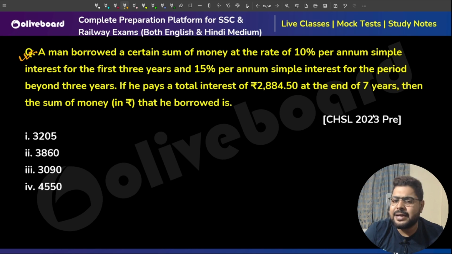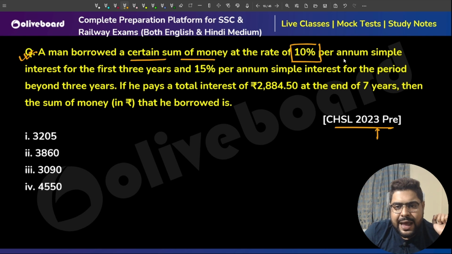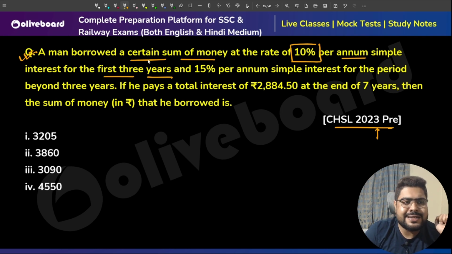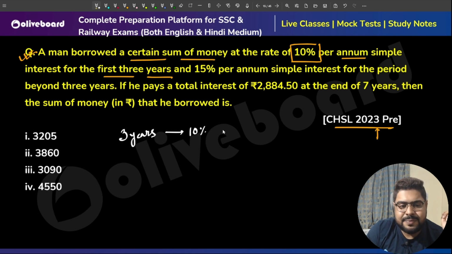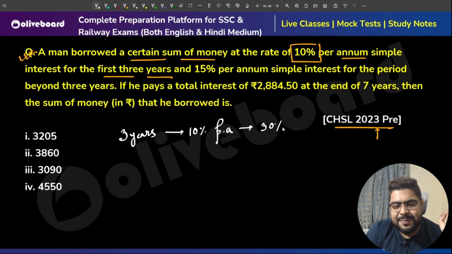Again, a very similar question asked in CHSL 2023. A man borrowed a certain sum of money, but here the sum is not given, at the rate of 10% per annum simple interest for the first 3 years. So for the first 3 years, it is 10% per annum. That means a total of 30% interest.